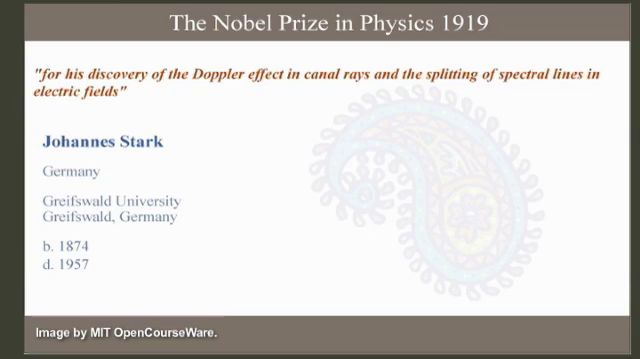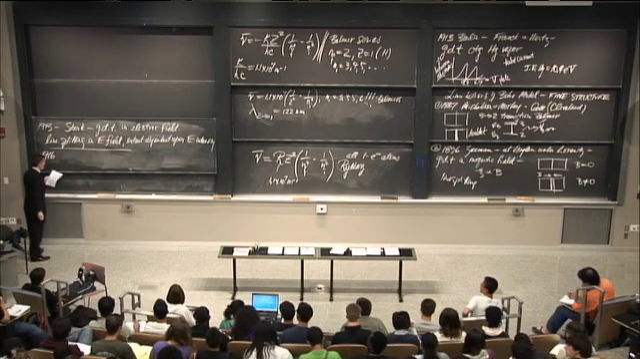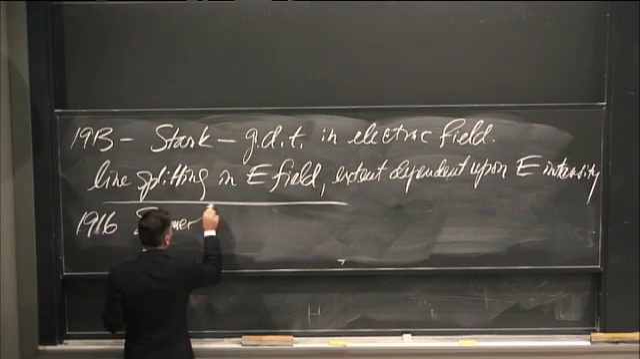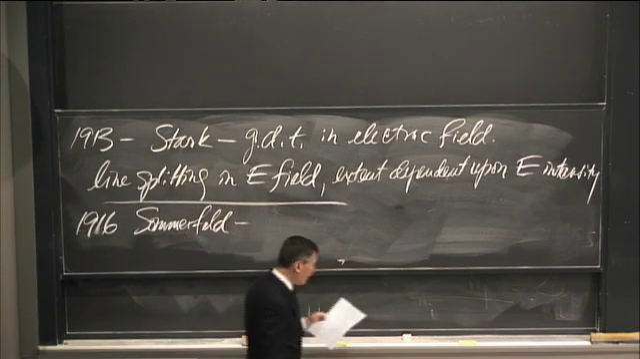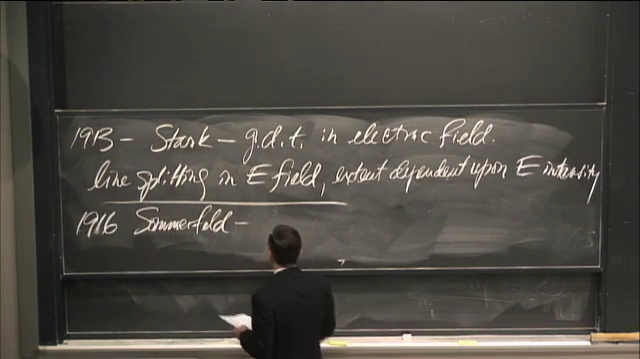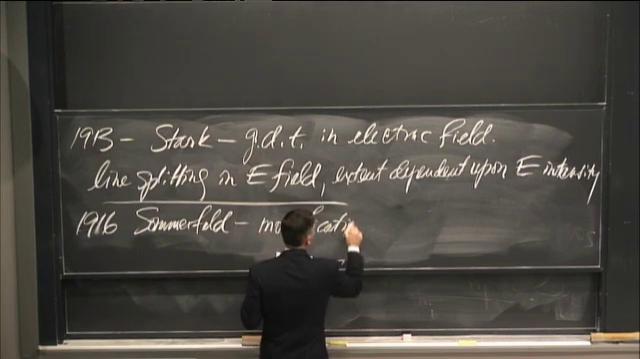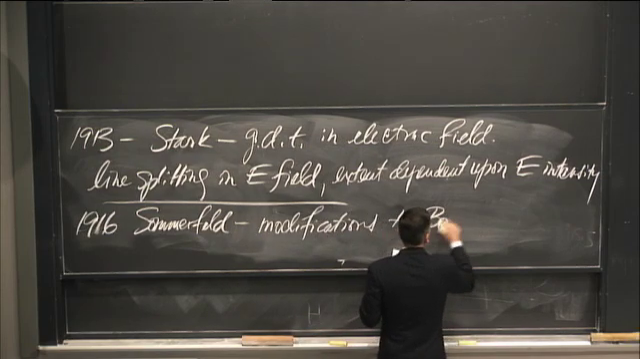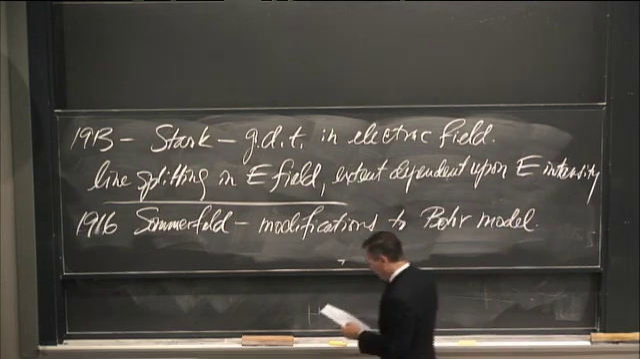So 1913 ends on a sour note. But people don't give up. 1916, Arnold Sommerfeld. Arnold Sommerfeld in Munich. He was a professor of physics, and he proposed modifications to the Bohr model. It's a patch. We would call it a patch. I'm going to put a patch on the Bohr model. And what's he going to do? What's the gist of his idea?